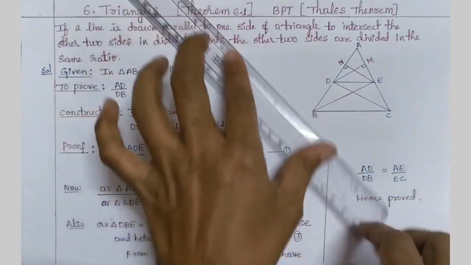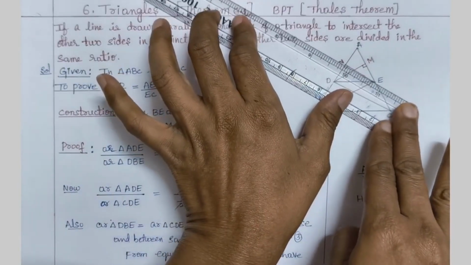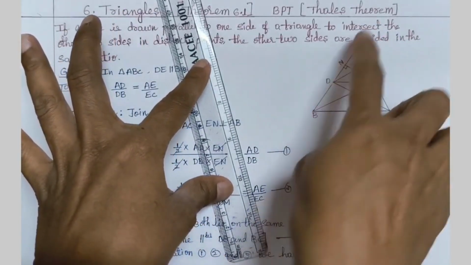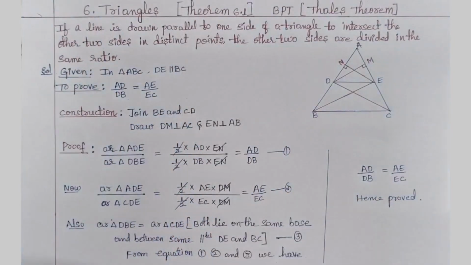Next CN. This CN is there now. This CN is perpendicular to AB. CN is perpendicular to AB. This is the construction. This red pen, in full, is the construction. Next we will write the proof. What is the proof?